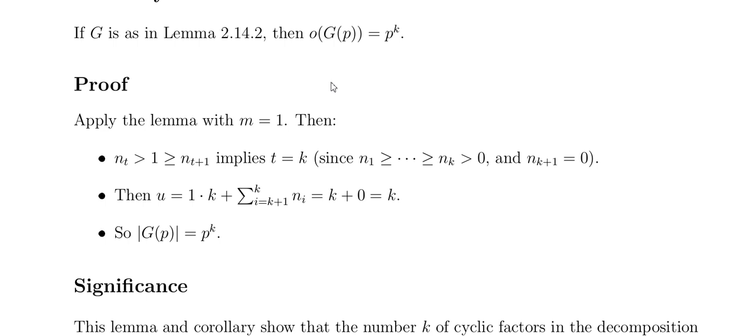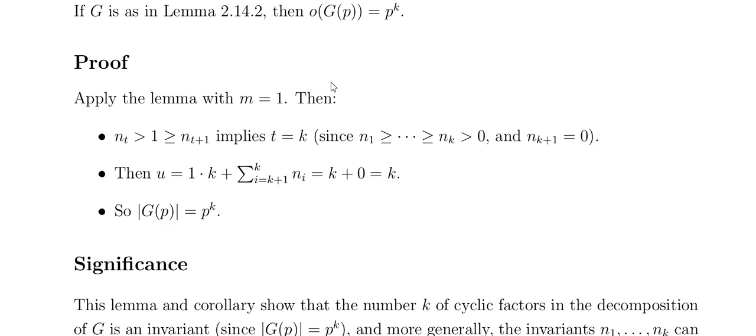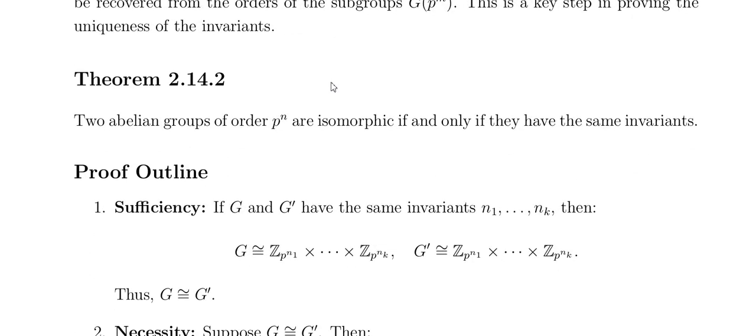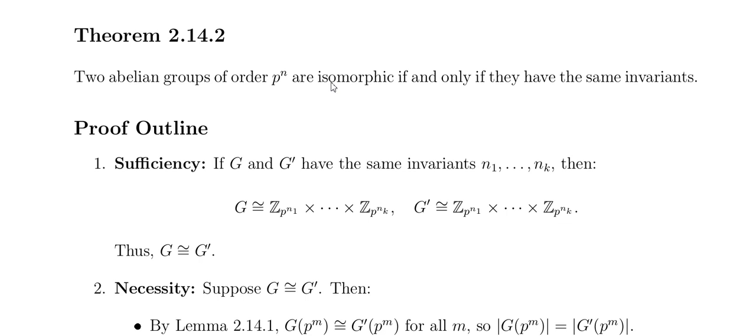G is defined like that. Then the order of G(p) is p power k. This is one of the results, a very important one. Two abelian groups of order p power n are isomorphic if and only if they have the same invariants. This is the if and only if condition.